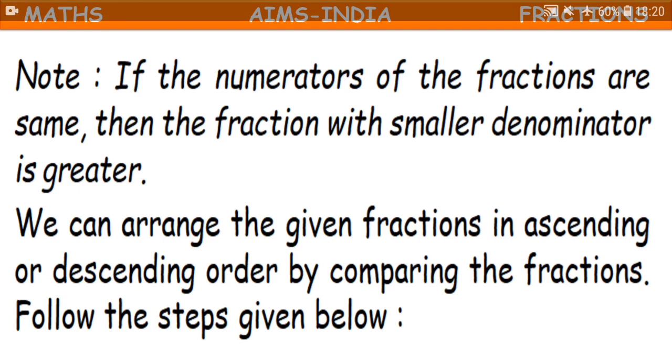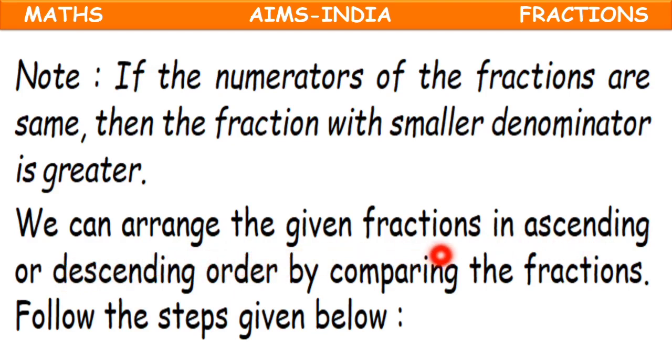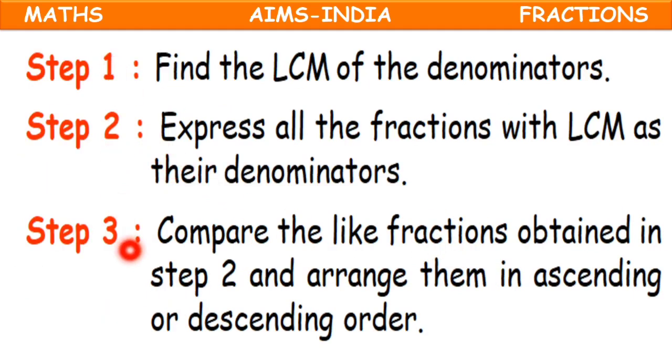Now as we have learned how to compare fractions, we know how to compare both like and unlike fractions. So we can arrange the given fractions in ascending or descending order however we want by comparing the fractions. Let us look at the steps for arranging them. First step would be to find the LCM of denominators. For unlike fractions, we need to find the LCM of denominators, right?